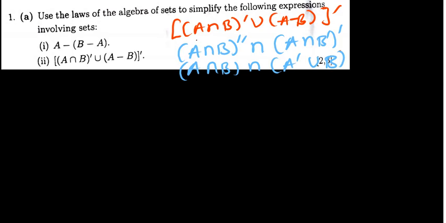When you reach this point, this is A complement union B. Then here I've got A intersection B. What does it mean?